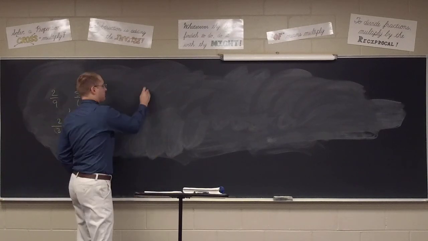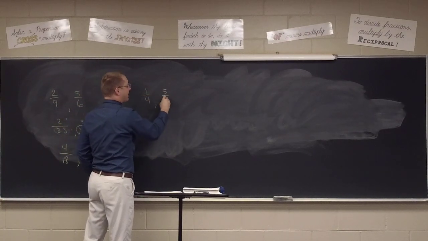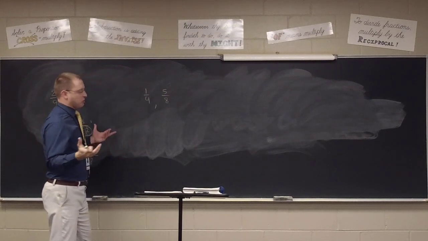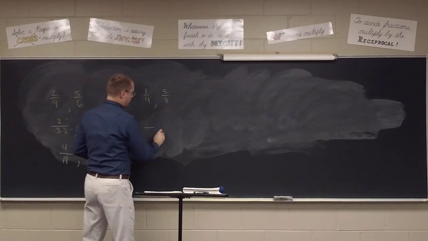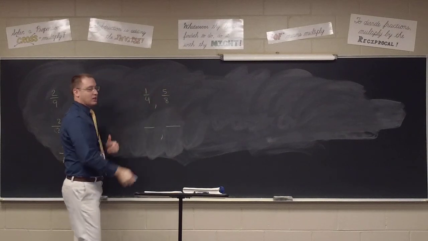Now, if we had this, maybe a 1/4 and a 5/8. Let's do it the old-fashioned way because it's easy. What's the smallest number that both 4 and 8 can turn into?